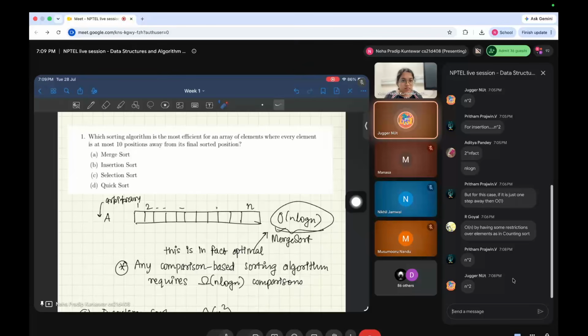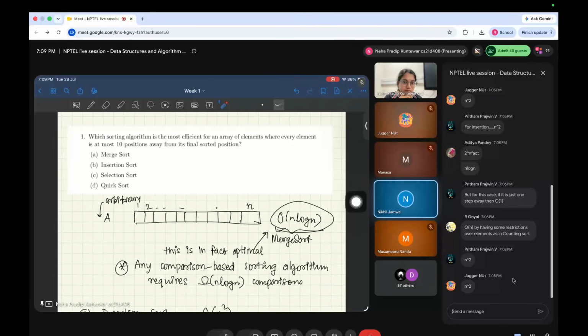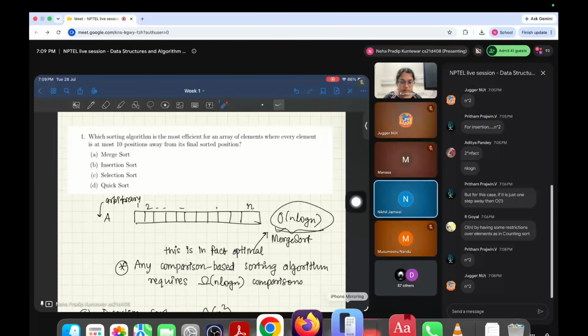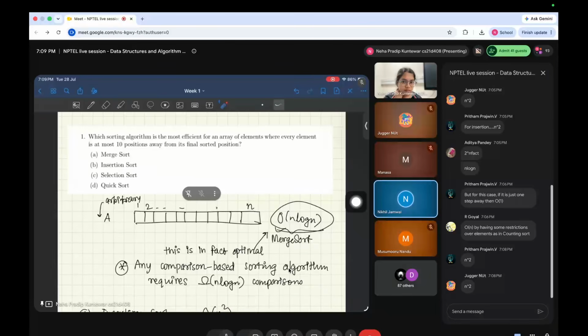We can use a combination of merge sort and insertion sort, that can do the sorting in a way that uses the merge sort after insertion sort is done, so we can get optimal time. Ma'am, actually there is an algorithm by binary something, binary search or something, sorting.